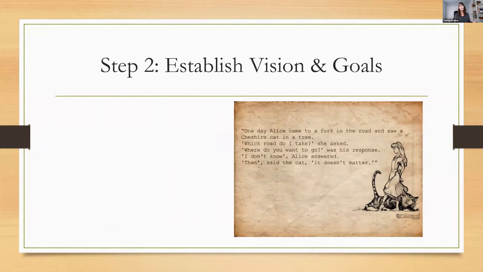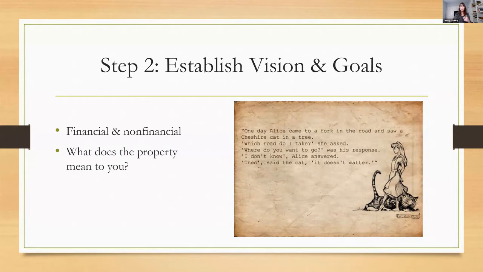You have to know what you're trying to accomplish. If you don't know what you're trying to accomplish, then you can do anything and you're going to get somewhere. You need to do this from a financial and a non-financial standpoint. So this isn't just thinking about what I want to do, passing things on to my kids. Maybe it's thinking about the financial aspects of it as well. So we're going to talk about what the property means to you, because that's part of thinking through this vision and goals.